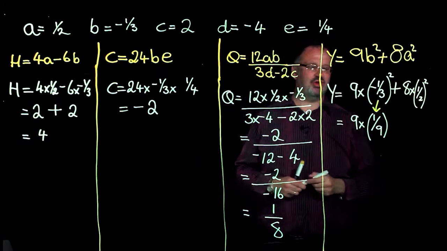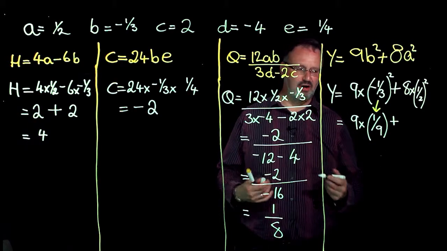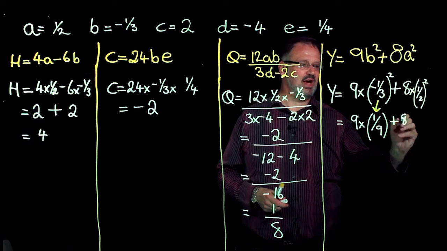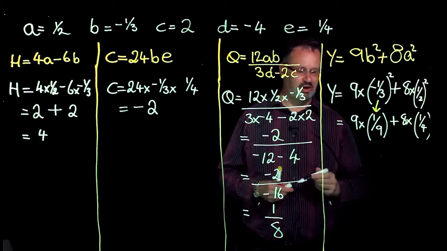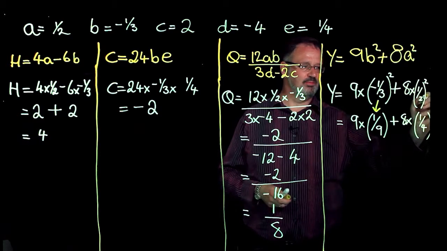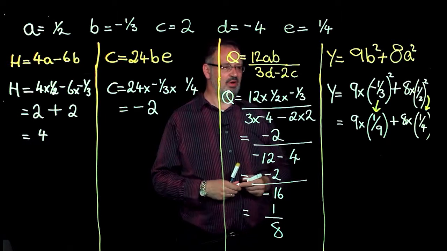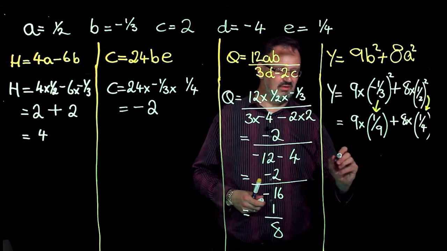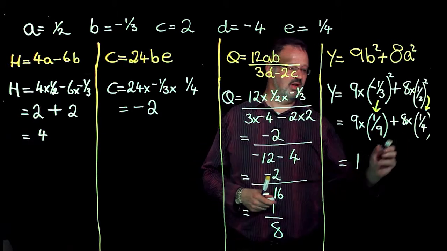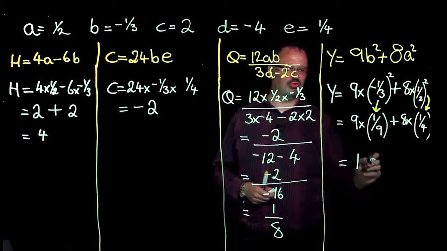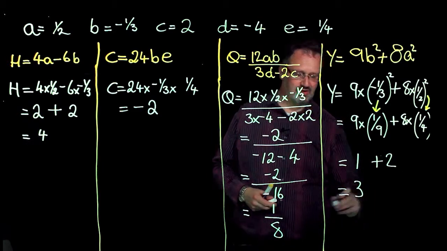Plus 8 times a half squared, a half times a half, half of a half is a quarter, so it's going to be 8 times a quarter. In other words, a half squared is a quarter. Now let's look at the rest of the arithmetic that goes with that. 9 lots of 1/9 is 1. 8 times a quarter, a quarter of 8 is 2. 1 plus 2 is 3.